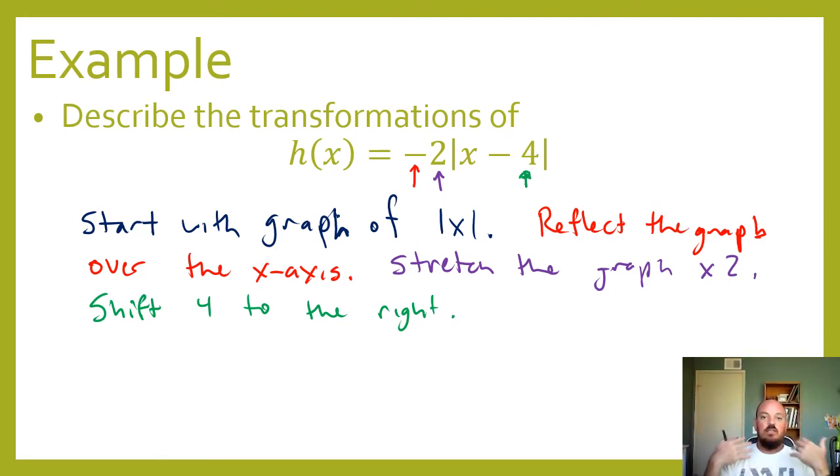So what I did, and you can see with each arrow where I got the information from. I said I'm going to start with absolute value of x. Because there's a negative out front of it, I'm going to reflect it. Because there's a 2 out in front of it that I'm multiplying by, I'm going to stretch it. And because there's a -4 inside the absolute value, I'm going to shift it 4 spots to the right.